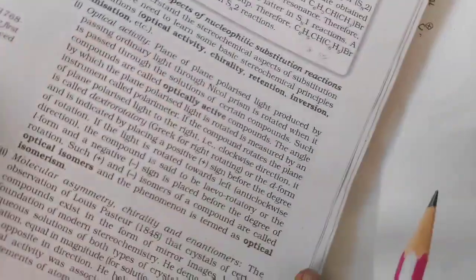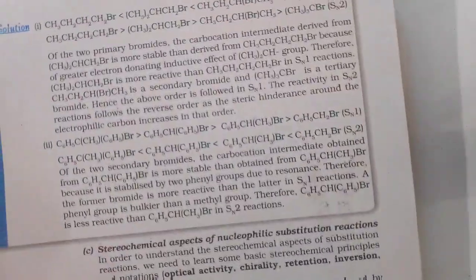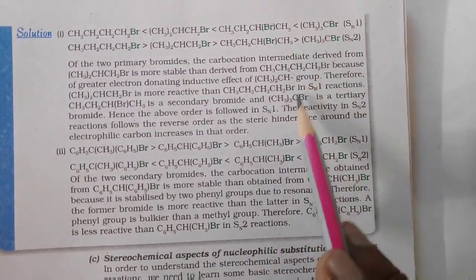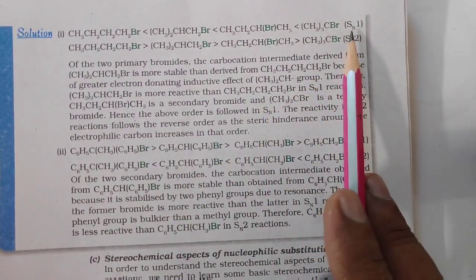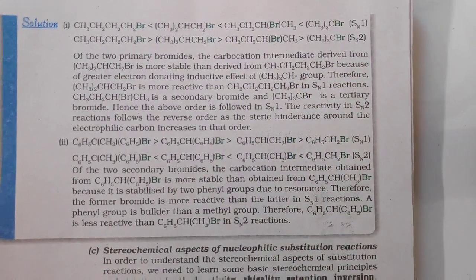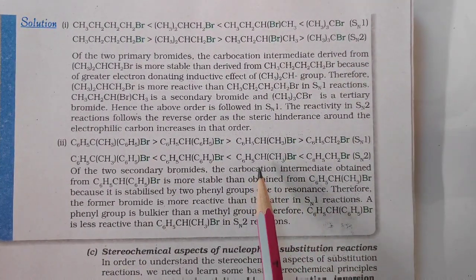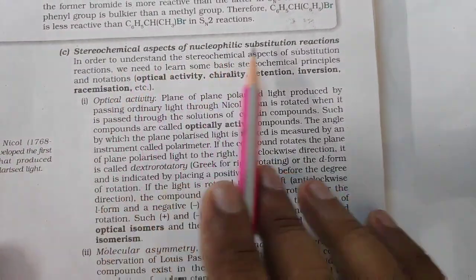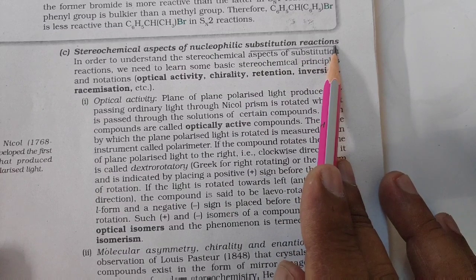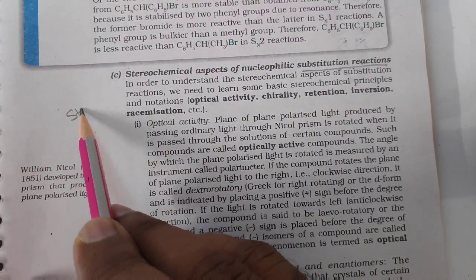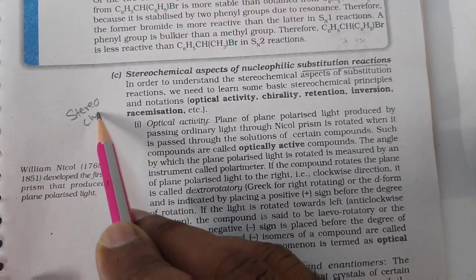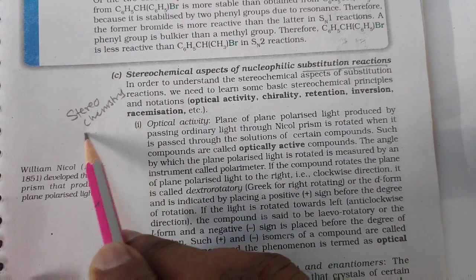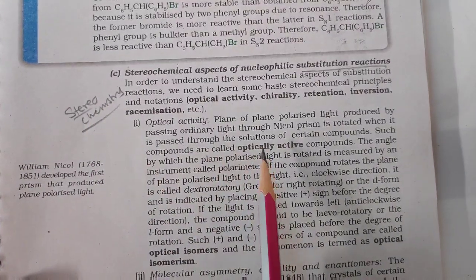Example 10.7 is homework, and the explanation is given right here. But before that, use a little bit of the knowledge you acquired from this video, and only then continue. In the next topic we will be discussing the stereochemical aspect of nucleophilic reactions, that is, stereochemistry. Remember this, this is the next topic we are going to discuss. Okay, thank you.